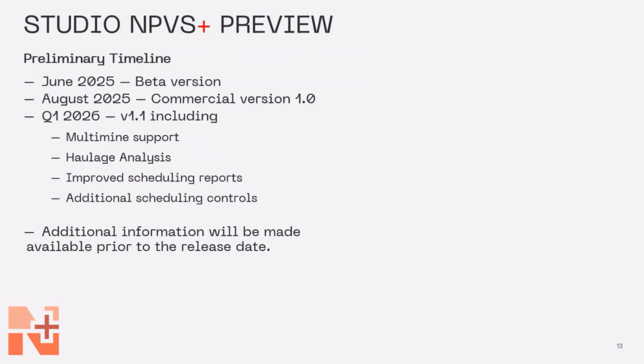So this is a quick timeline for NPVS Plus. It is coming. We've got an alpha version out at the moment. That's what those screenshots were. So our beta version is coming out end of June, start of July. Our commercial version is coming out in August. So that'll be the brand new 1.0. If you would like to test these, please get in contact with us. We're more than happy to have beta testers.